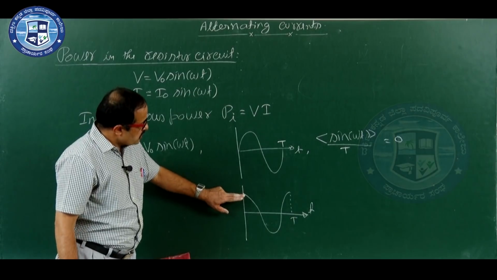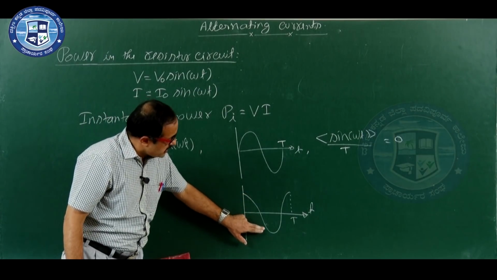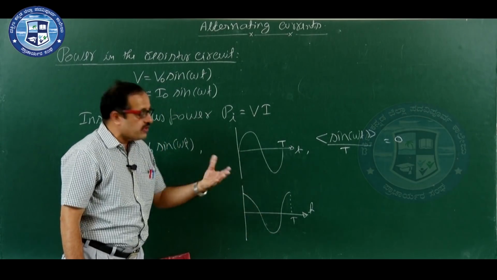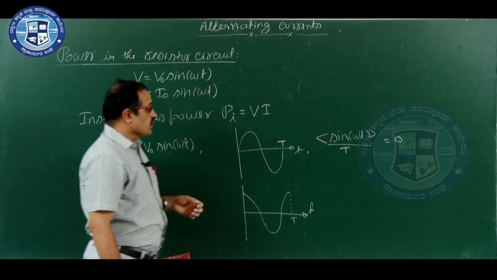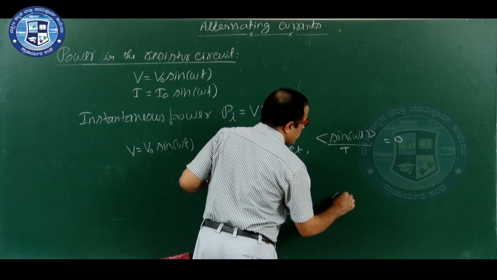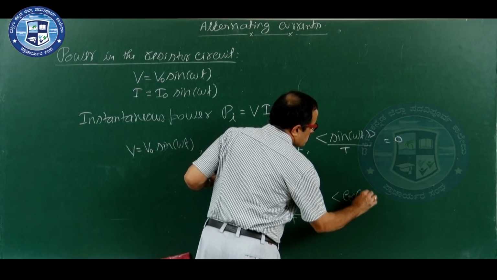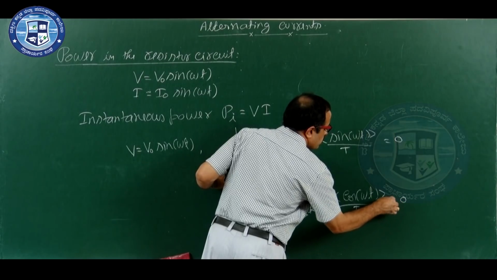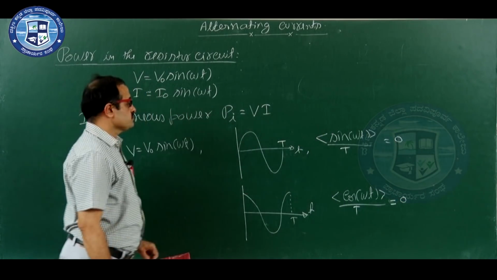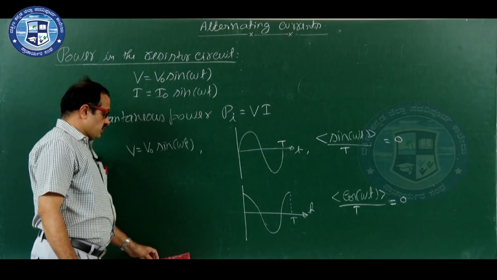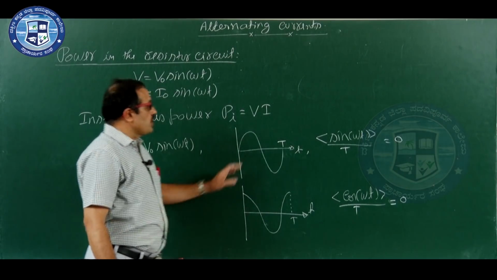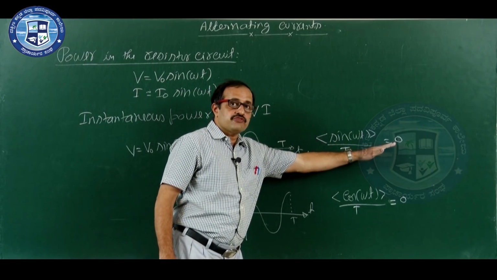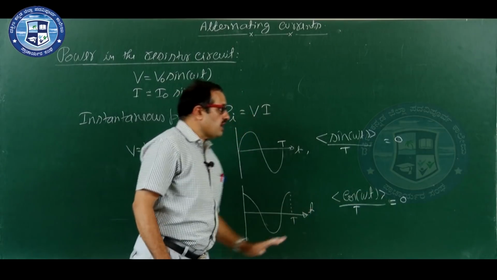It is 0, because for every positive value here you have a negative value, and for every positive value here you have a negative value. Whenever we add, the answer becomes 0. Therefore, we write like this: the average value of cos omega t over the complete cycle is equal to 0. So, whenever you are going for integration, if it is a sine function over the complete cycle, the answer is 0. If it is a cos function, the answer is 0.